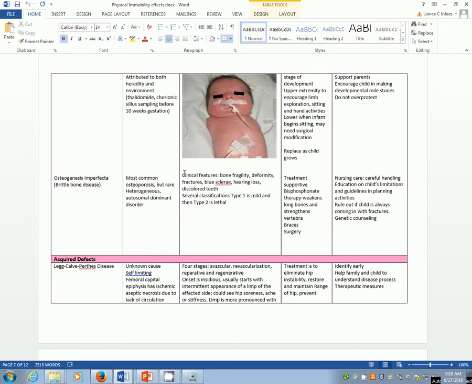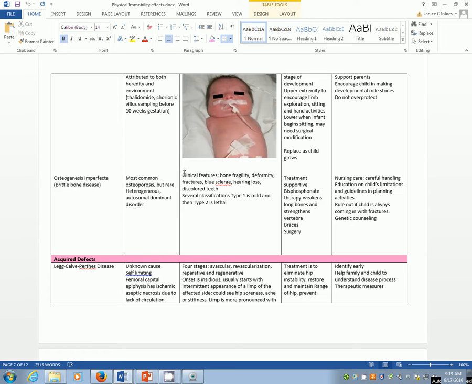The two types I want you to know are type 1 and type 2. Type 1 is the one we see most often, and it is a mild form, mild fragility, you'll have blue sclera. They'll have some deformity. They have fractures. They will have some hearing loss because of those little bones in there. They have discolored teeth. Type 2 is lethal, and the babies are usually stillborn or die really early in infancy.